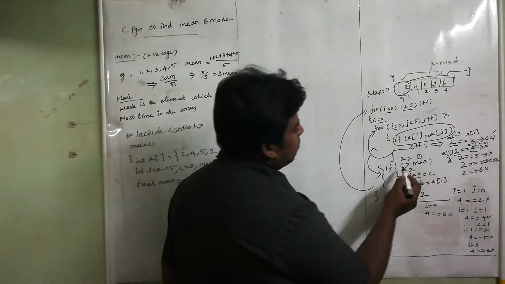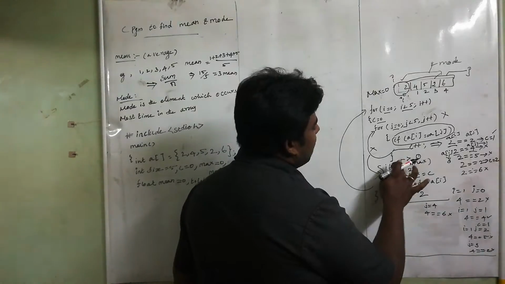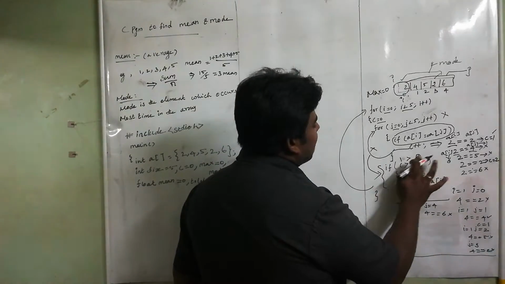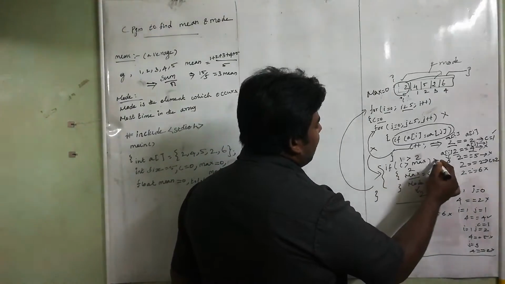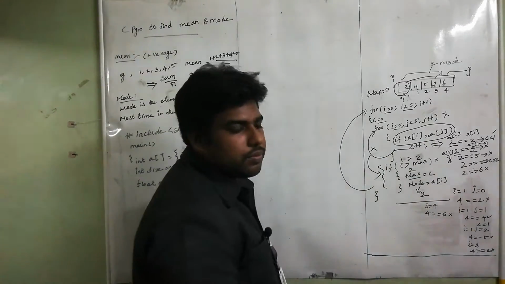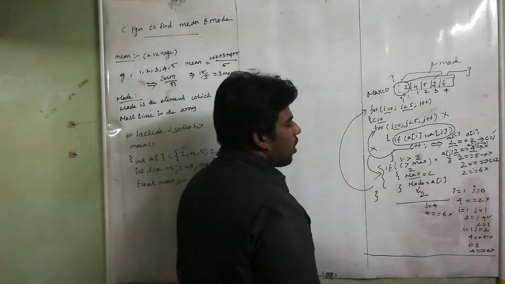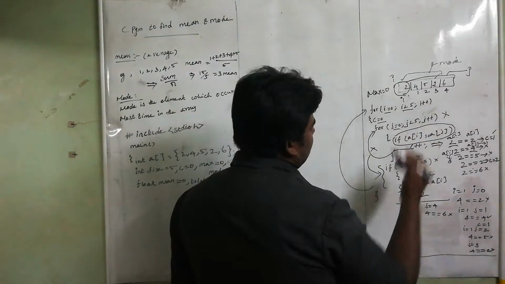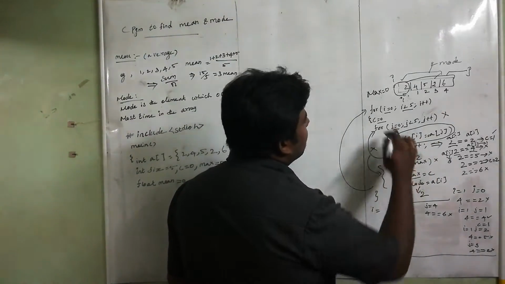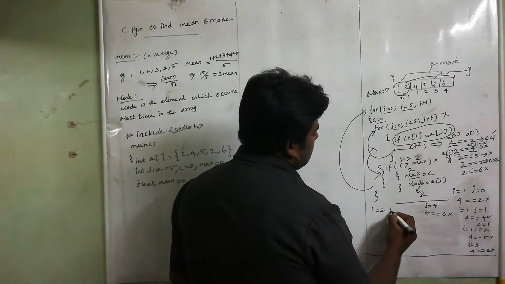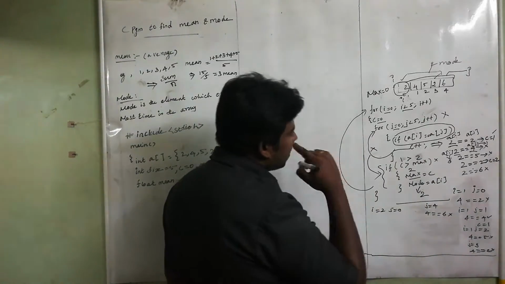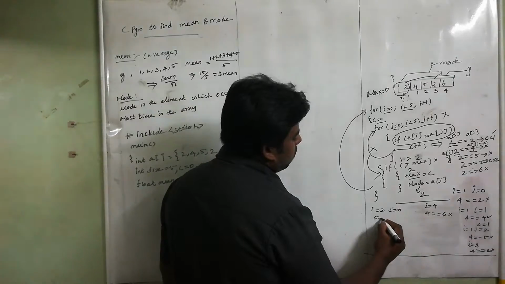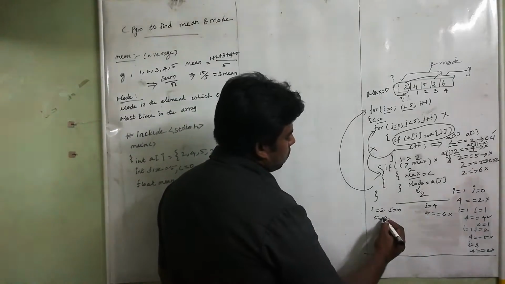So again it will come. Now what is c value? C value is 1. What is max value? 2. So condition false, it won't execute. So again this for loop will come. Now what's the I value? Now the I value is 2, j value is 0. So 5 equal to 2.